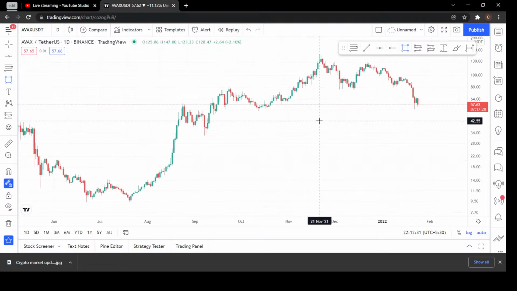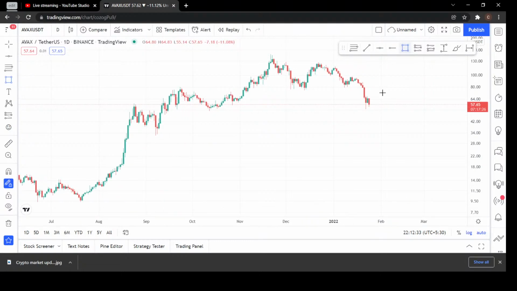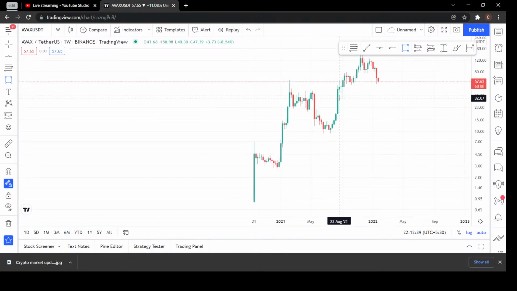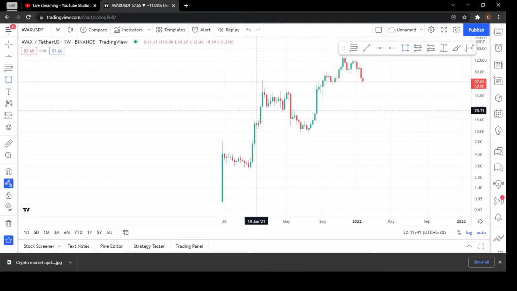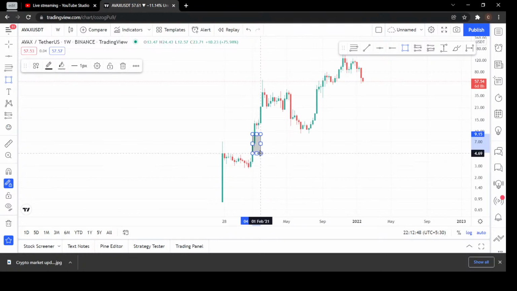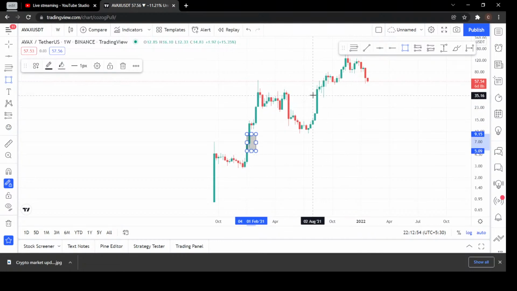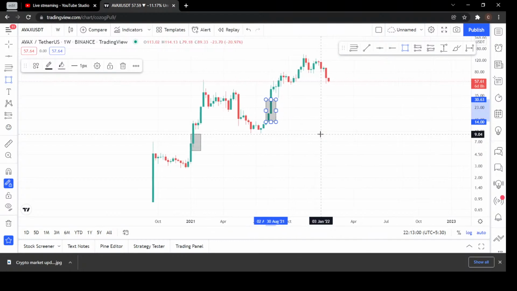AVAX right now, if you want me to find the entry points, let's go to weekly to see the imbalances first. We have no imbalances right here in this level. We had this imbalance, this was filled right here. So this level, this is the imbalance here. This is the big imbalance here, you can say from 5 to 9. Nobody would like me to say enter here, so I'm not going to. The next imbalance is right here. This level is the imbalance, 20 to 14, which is rarely to come.